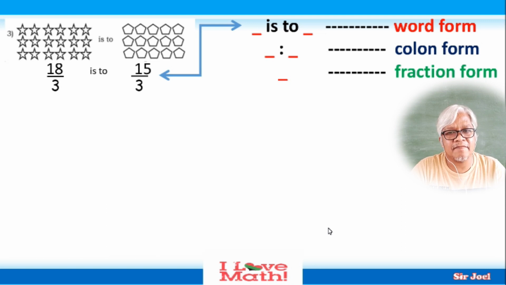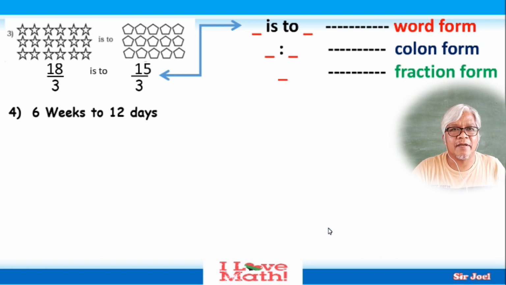Para sa first blank, that is from 18 divided by 3. And after nung "is to", para makuha naman yung sagot, that is from 15 divided by 3. And from word form, yung "is to", papalitan ng colon symbol para maging colon form. And from colon form, yung colon symbol, papalitan ng vinculum para maging fraction form. Kaya? Kaya. Next, example number 4.